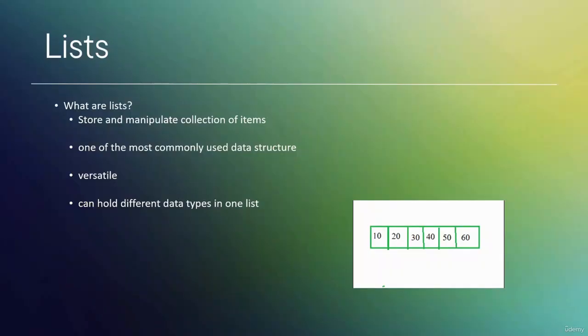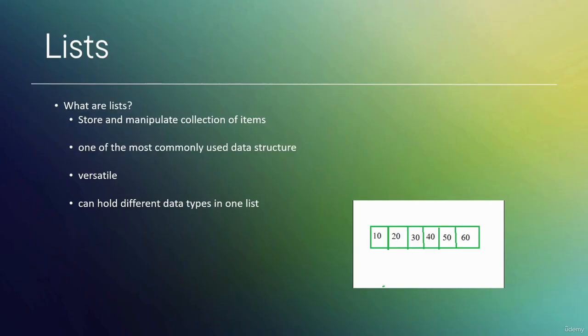So lists. First question, what are lists? Lists are a data structure that allow us to store and manipulate a collection of items. For example, you have 5 or 6 items. They could be numbers, strings, floating numbers, and you want to combine them in a collection so they are together. That is when we use lists, and it is one of the most commonly used data structures because it is too versatile. It allows us a lot of functionality, and it can even hold different data types in one list.